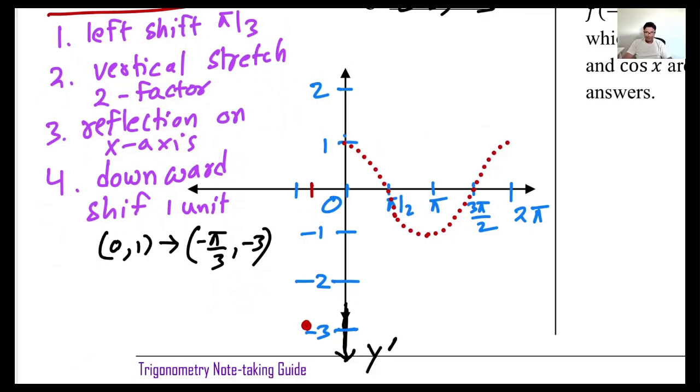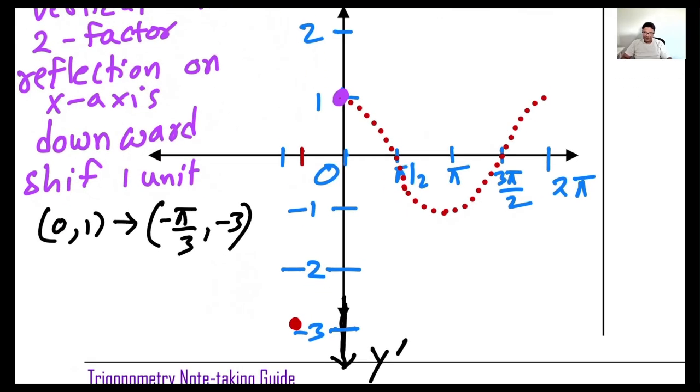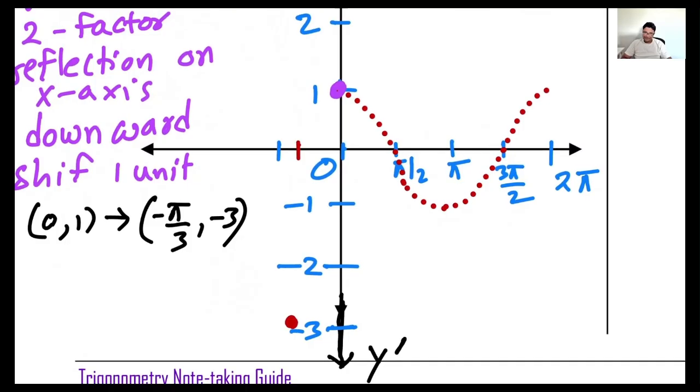Which one? I'm doing it in purple color here. This one. That point 0, 1, its counterpart is the red blob down here. Negative pi over 3, negative 3.